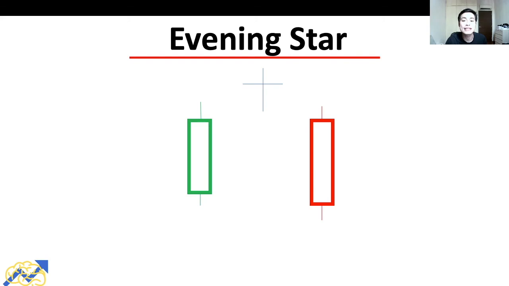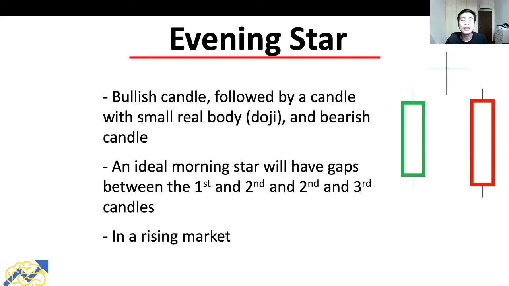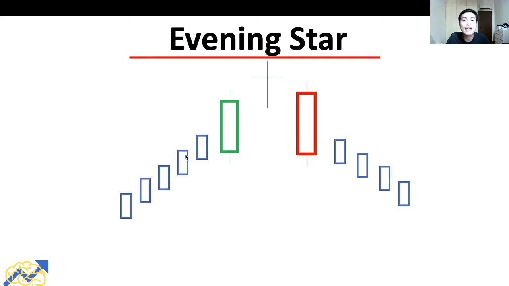For the evening star pattern, we want to see a bullish candlestick first, followed by a doji candlestick, and then a bearish candlestick. We also want to see a gap between the body of the bullish candlestick and the doji candlestick, and a gap between the body of the doji candlestick and the bearish candlestick. This is what you want to look out for in an evening star pattern. And we want to see an evening star pattern forming in a rising market. In a rising market, after prices have risen for quite a while, and an evening star pattern forms, this indicates to us a possible bearish reversal. And like the other bearish reversal signals, this indicates that there's a high probability that prices are likely to decline after that.